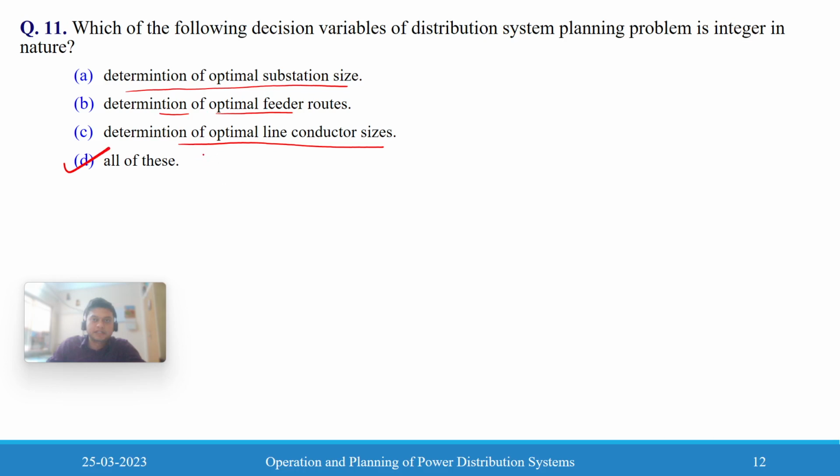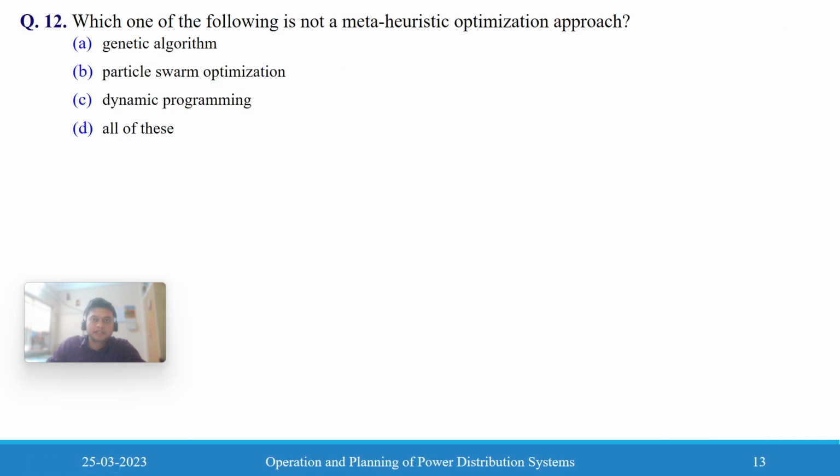And the next problem, this is the last problem for this session. Which one of the following is not a meta-heuristic optimization approach? The options are genetic algorithm, particle swarm optimization, dynamic programming, all of these. So you type your answer in the chat box.